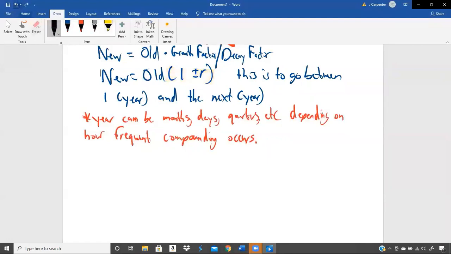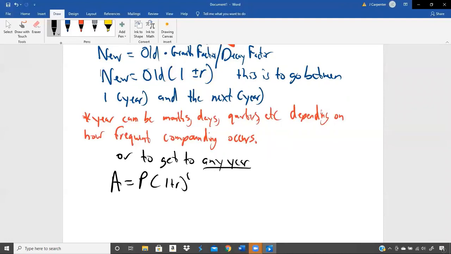So we said, to get to any year, and I'm saying any year, I'm not putting the year in parentheses this time because this formula only works for years. A equals P times (1 plus r) raised to the t, where we said previously, A we call the future value, the ending value. P is the starting value, also known as the principal. r, of course, is your annual rate, and t is your time in years.